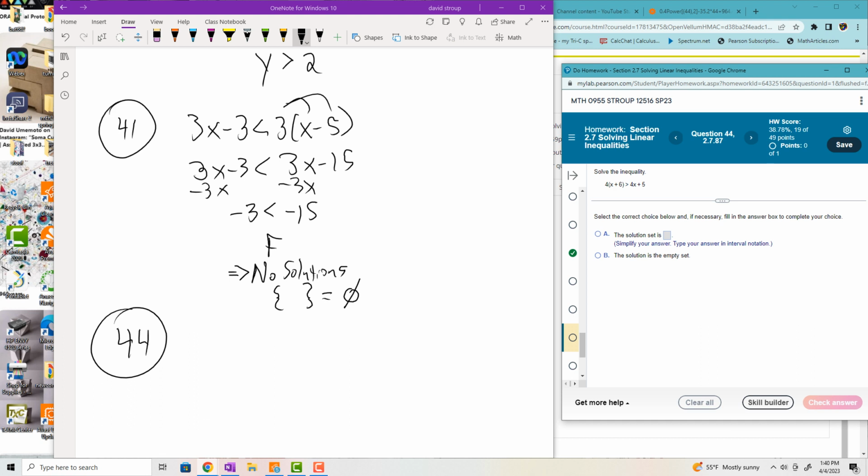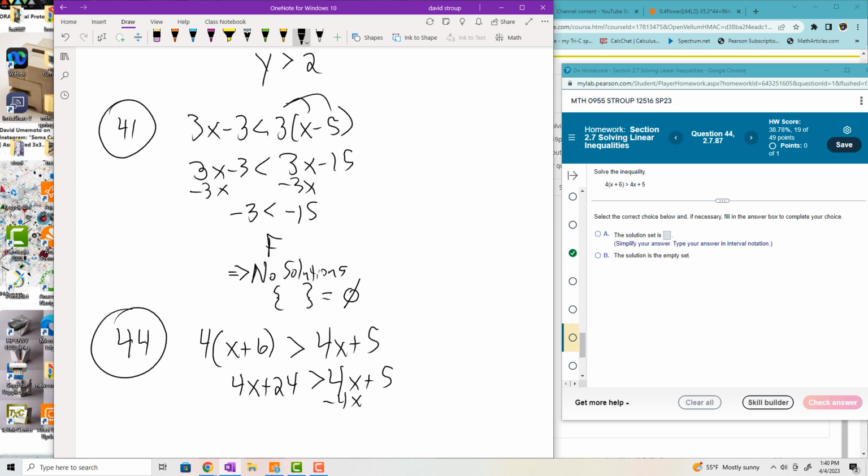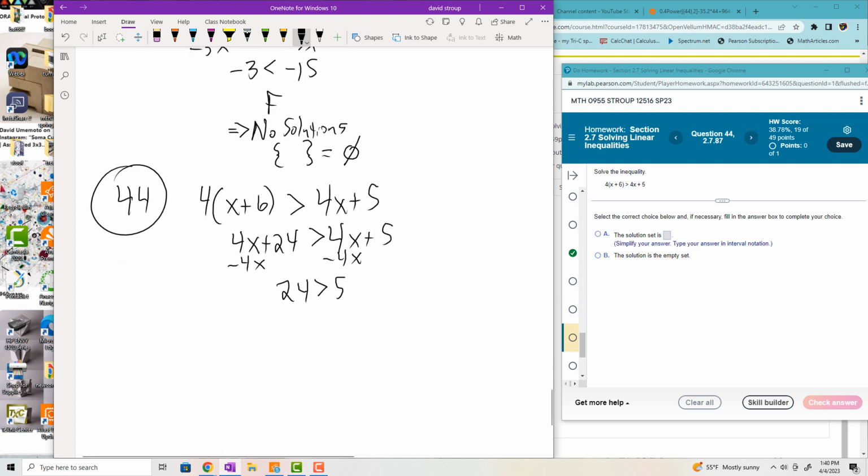Right, so here's 44. 4 times x plus 6. Is that greater than 4x plus 5? Okay, so distribute on the left. I get 4x plus 24. Is that greater than 4x plus 5? I'm going to try to collect my variables. Okay, and the variables cancel out, and I'm left with a statement. So to see if it's infinite solutions, if that's true, it will be infinite solutions. So is 24 greater than 5? That's true. So that tells me I have infinite solutions.